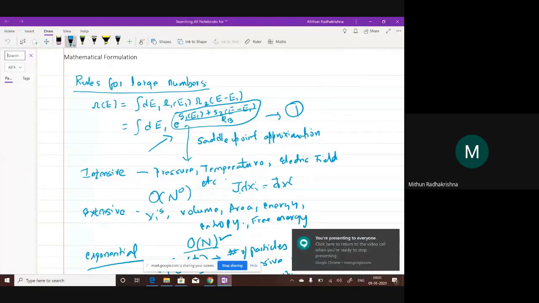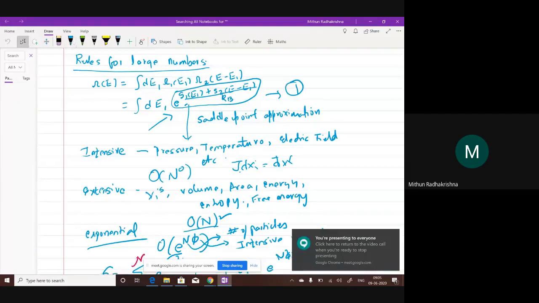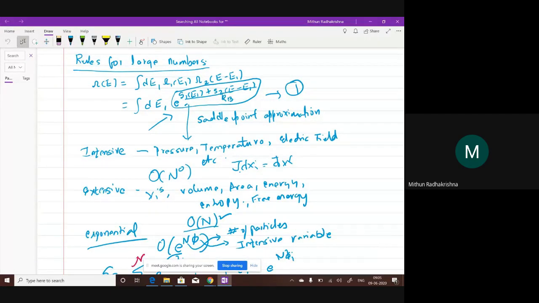Okay, so let's start today's class. So I'll just go through a mathematical formulation which we used to simplify on the microcanonical ensemble yesterday.